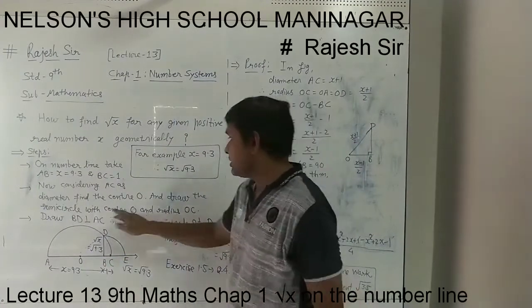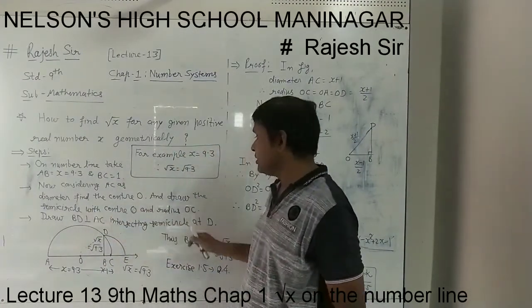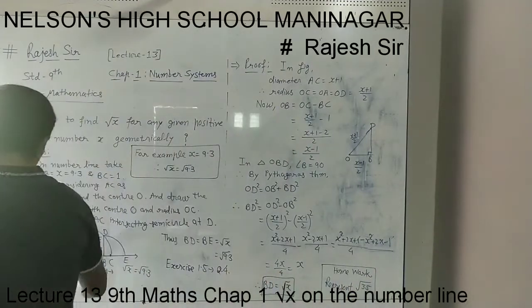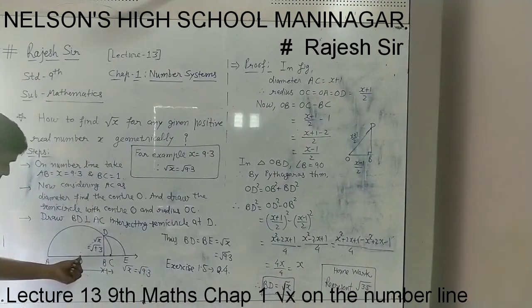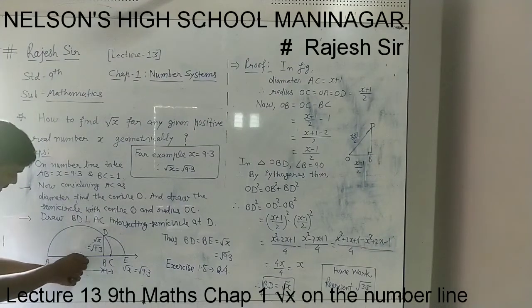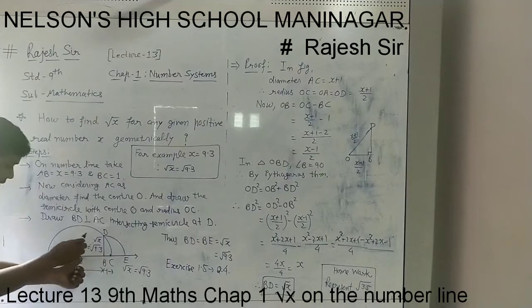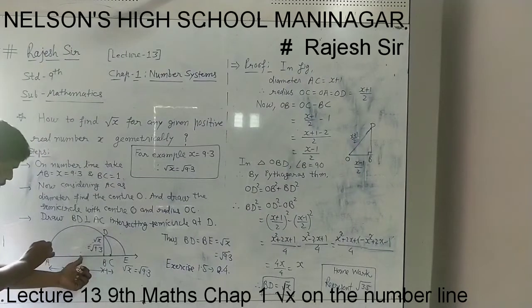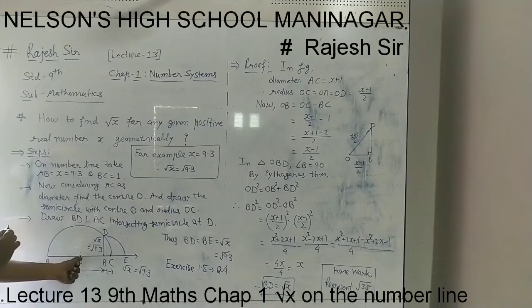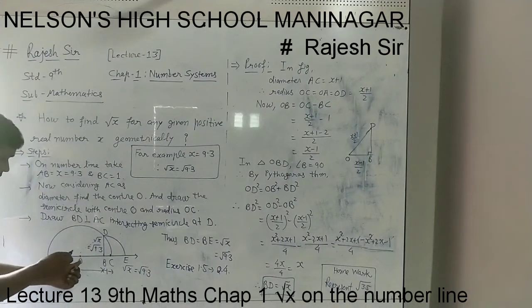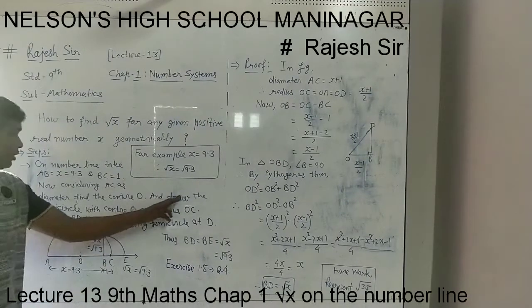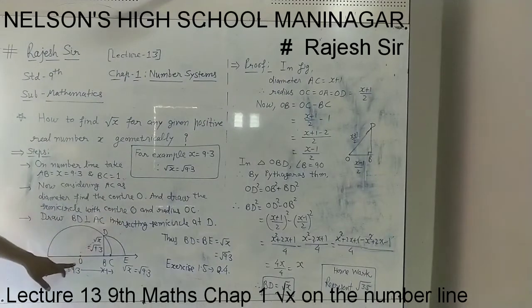And draw the semicircle with the center O and radius OC. Getting this O, what do you have to do? Taking the center as O means your compass point should be on O and the radius up to C, and make sure that it will be up to A also, and then you draw this semicircle this way with the compass. Taking the center as O and radius OC, you draw this way a semicircle. This is given: draw the semicircle with the center O and the radius OC.